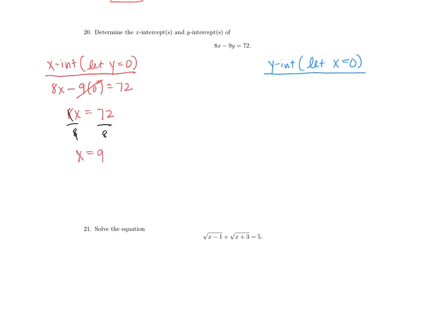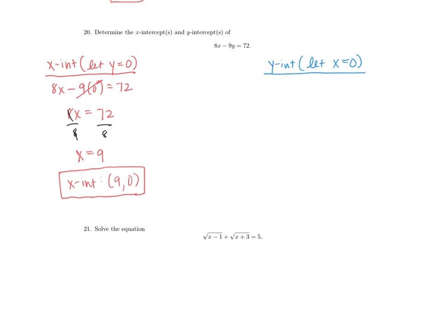All right, we're finding intercepts, so we need to write it as an ordered pair. So the x-intercept, x is 9, y was 0, so there's your intercept. You cannot just leave it at x equals 9 because that's not in intercept form. We're asked to find an intercept, so you have to write it as an ordered pair.